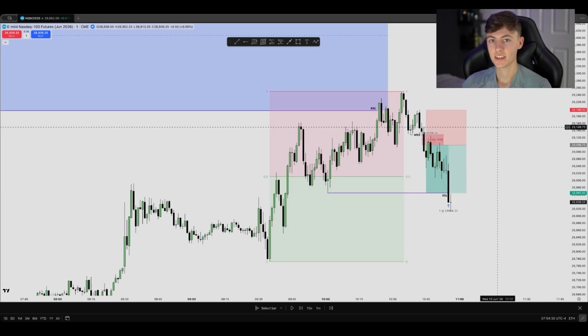So that's the ICT 2022 model broken down as simply as possible. The main thing is just not overcomplicating it. So focus on the liquidity sweep, the market structure shift, the fair value gap, and then just taking profits at the low hanging fruit objectives.